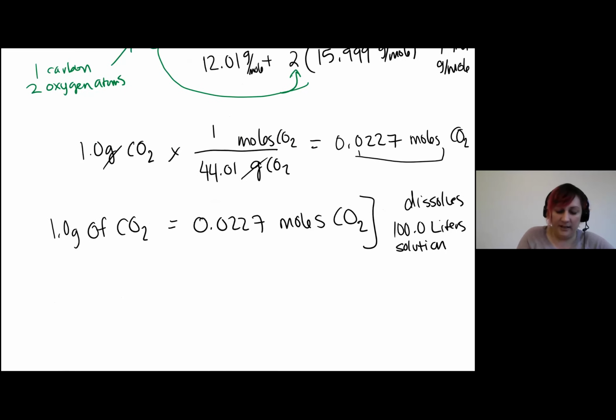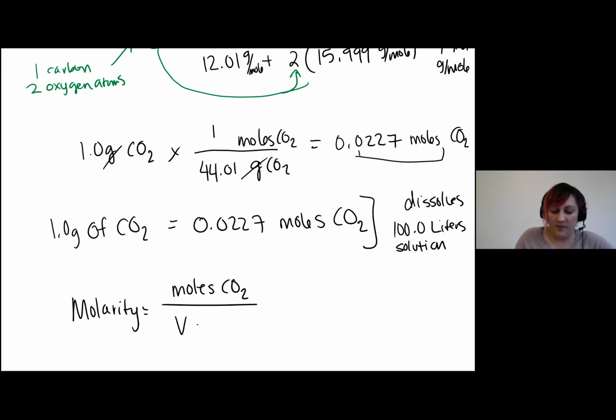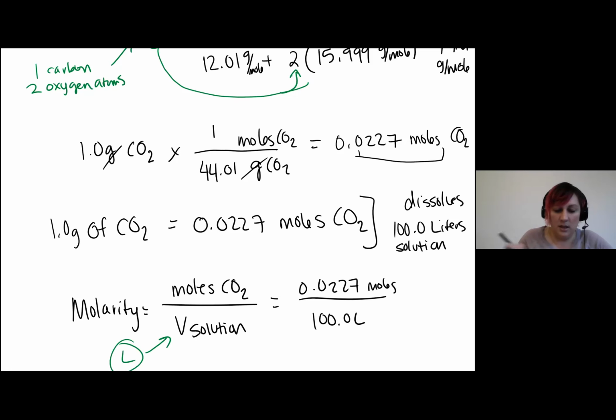So I can calculate molarity then. It will be the moles of CO2 divided by the volume of the solution in liters. So that's going to be 0.0227 moles divided by 100.0 liters. And with molarity, it's important that that volume is in liters. And then that'll equal 0.000227 molarity, or moles per liter. So hopefully that helps with this moles piece. We'll work on it more when we talk about chemical reactions and stoichiometry soon.